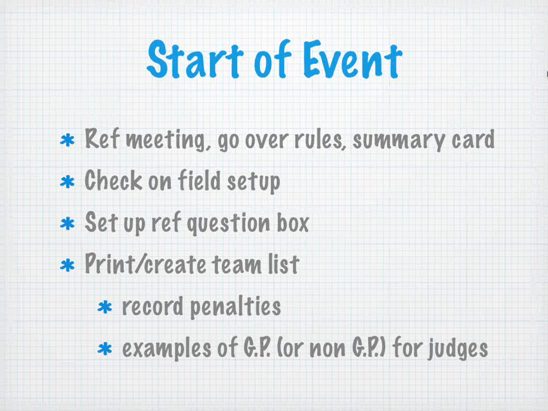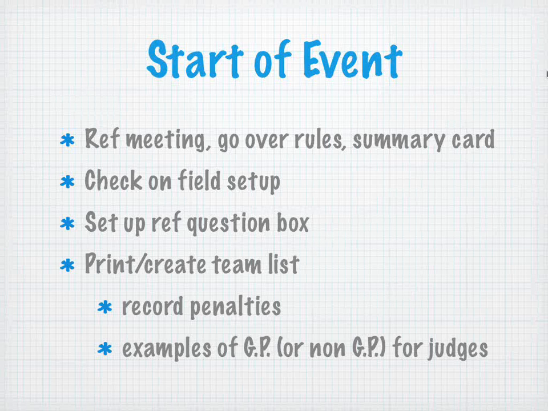Also, you'll want to either print or otherwise create a team list, just a sheet of paper that's got all the team numbers on it, so that you can record penalties. There are a number of penalties where, the first time they do it, they get a warning, and then the second time they do it, maybe they get a penalty, and if they keep doing it, then they get a harsher penalty like being disqualified. So we want to keep track of what teams have been warned about which penalties. I don't expect that's going to be a big deal, but I think it's important to be prepared to be able to do that.